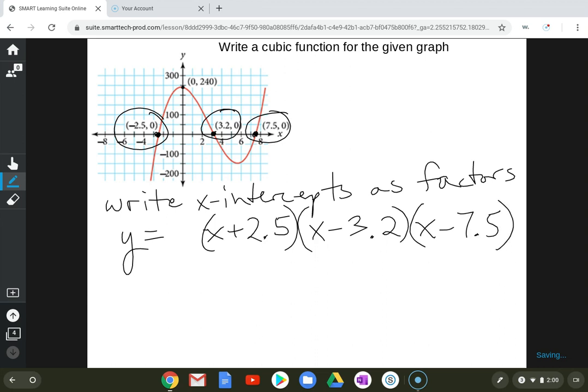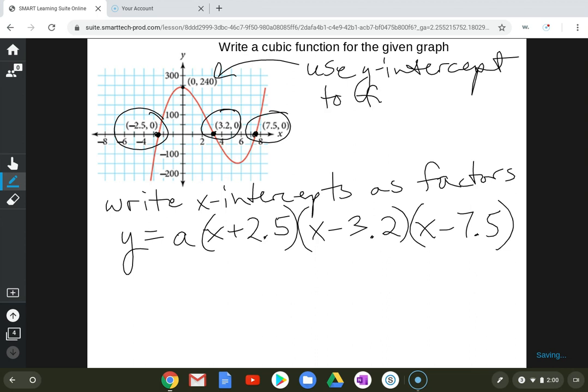Now there's one more thing we don't know, and that's if there is any kind of a dilation or scaling factor for this graph. So if we need to find a scaling factor, that's where we use the y-intercept. Use the y-intercept to find the dilation factor. How do we use it? Well, remember, this is our x, this is our y, so we could just plug a 0 in for all of our x's and a 240 in for y and solve for a.